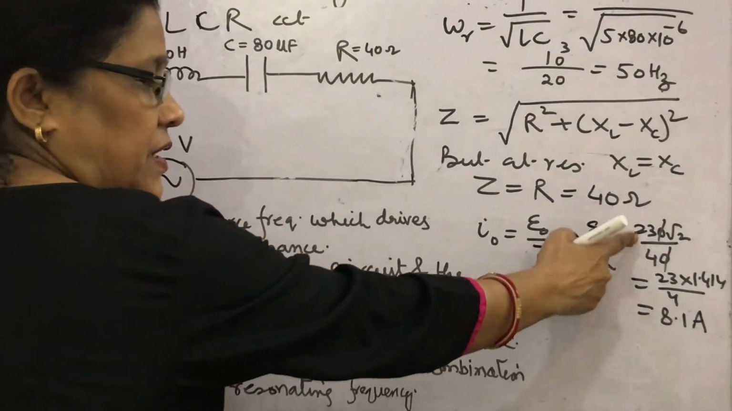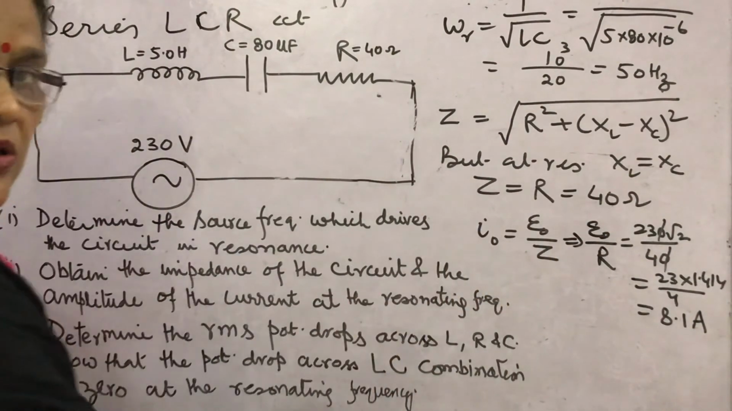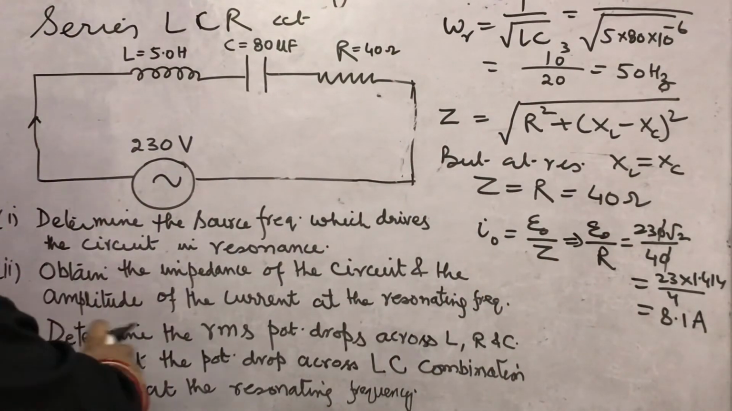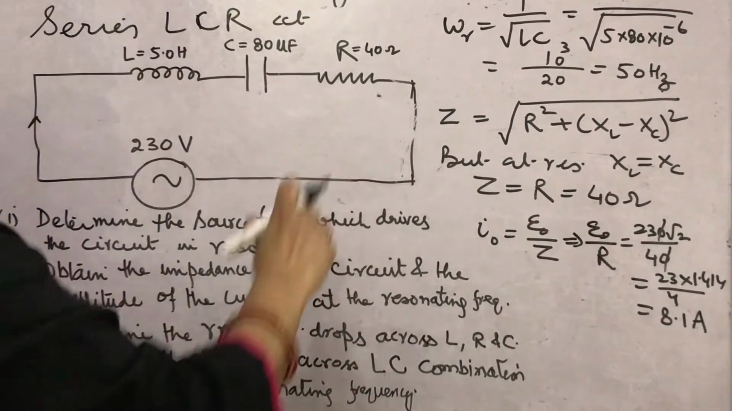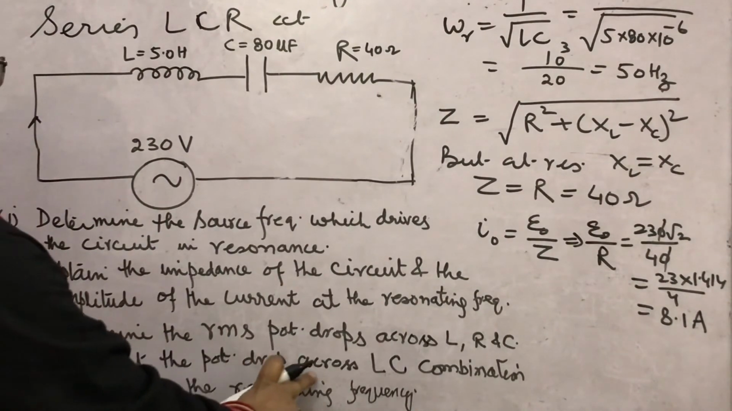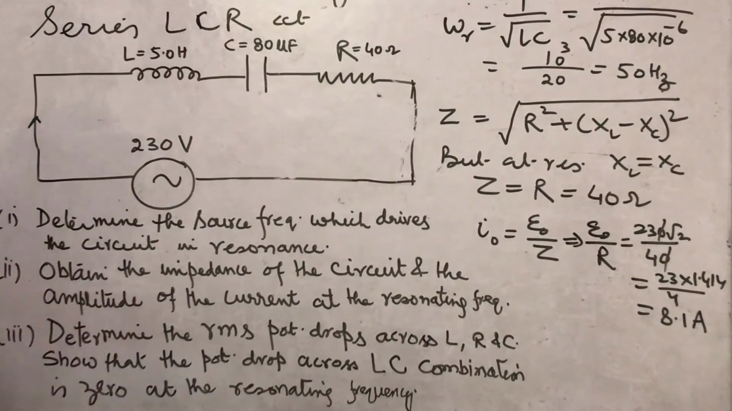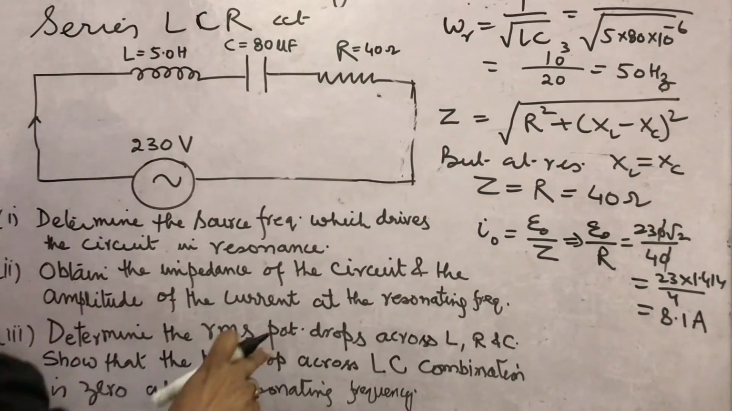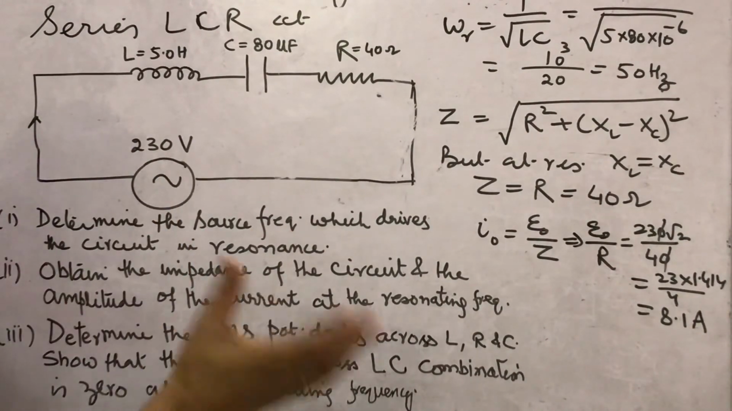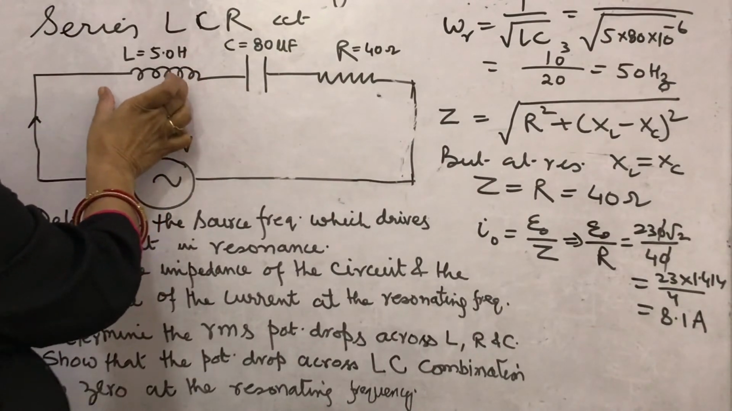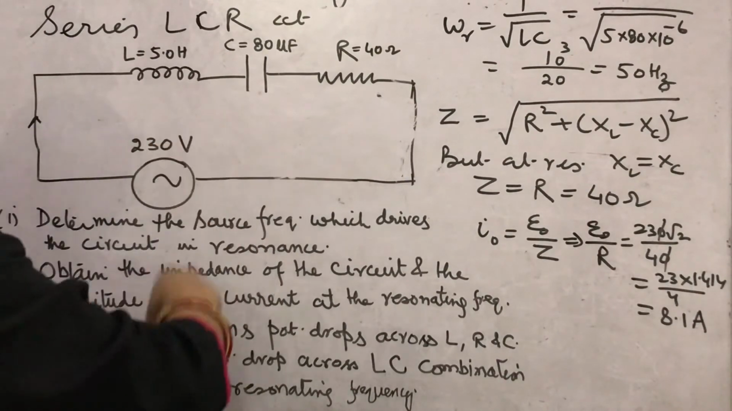Remember this point: never write only 230, because this is the RMS value, and you have to put the E naught value here. Now determine the RMS potential drops across L, R and C, that is across each component. The potential drop across the LC combination is 0 at the resonating frequency. That is the characteristic which I told you. Look, the applied voltage is 230 volt, and the voltage across L and C will be very, very large, and these will be out of phase.